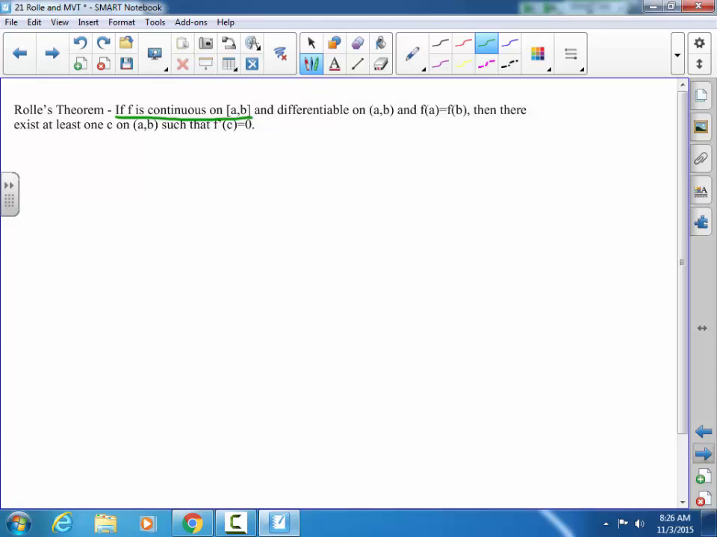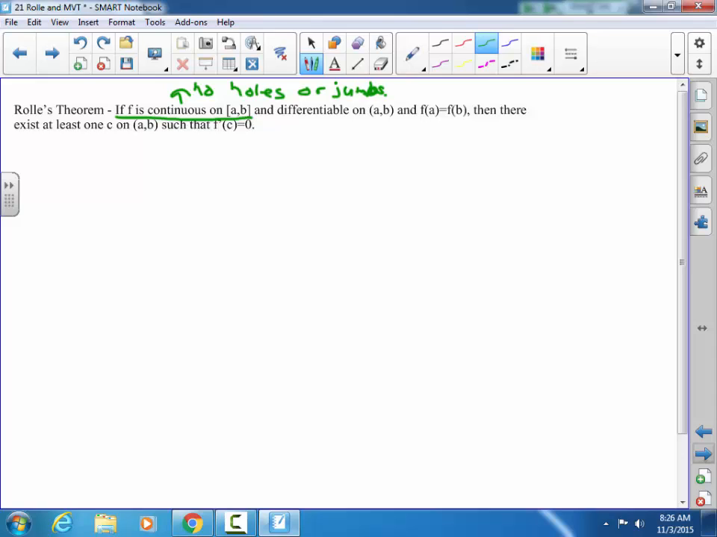All right, now let's stop and talk about what that means. What does it mean for a function to be continuous? Who remembers what it means to be continuous? What does it look like if it's continuous? There's no holes or jumps, okay?